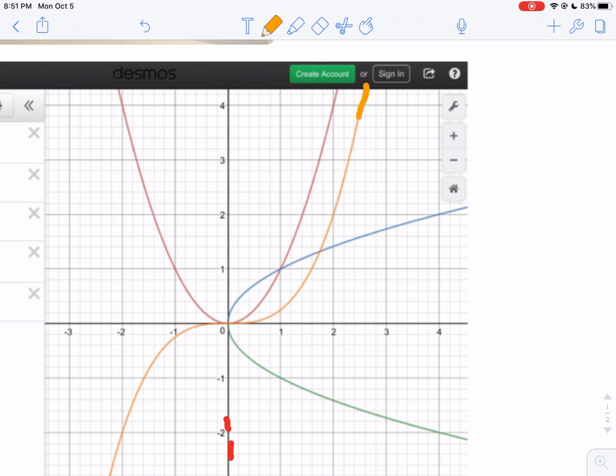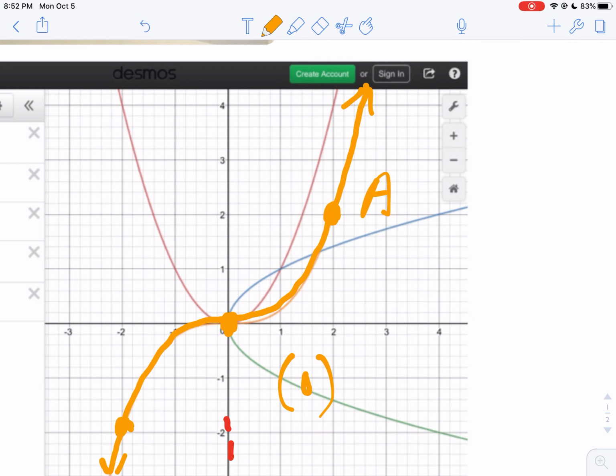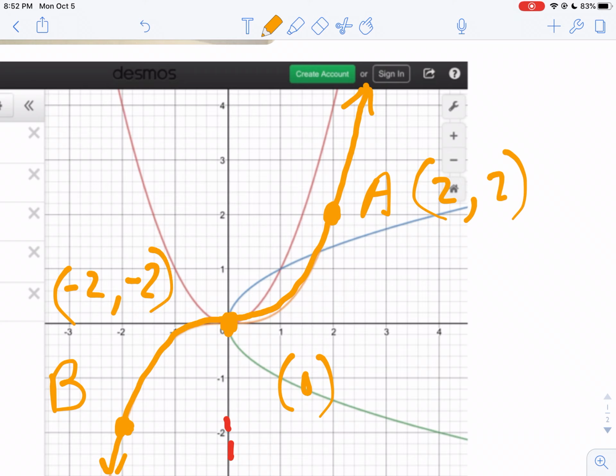Then we're going to take a look at your cubic function now, which is that orange one. So this is the cubic function. This graph is symmetrical about the point 0, 0. If you look here, notice this point A, and I'm going to give you this point B. Notice that the coordinates of A is actually 2, 2, and the coordinates of your B is actually -2, -2. Notice that both the x and the y values have changed signs.